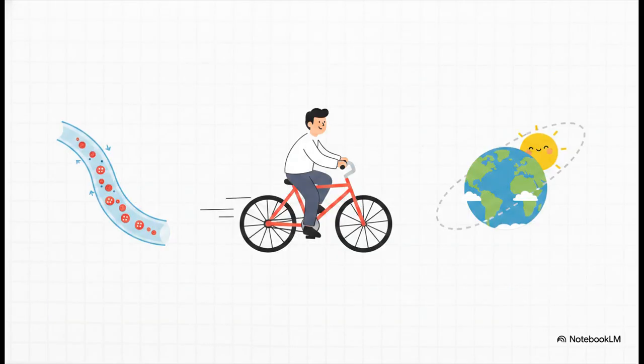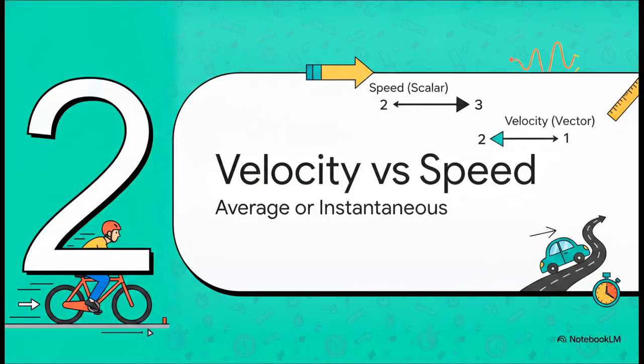And this matters because, well, motion is common to literally everything. Whether it's the blood flowing in your veins right now, you coasting down the street on a bicycle, or the Earth rotating and revolving around the sun, it all boils down to that simple definition: a change in position over time.